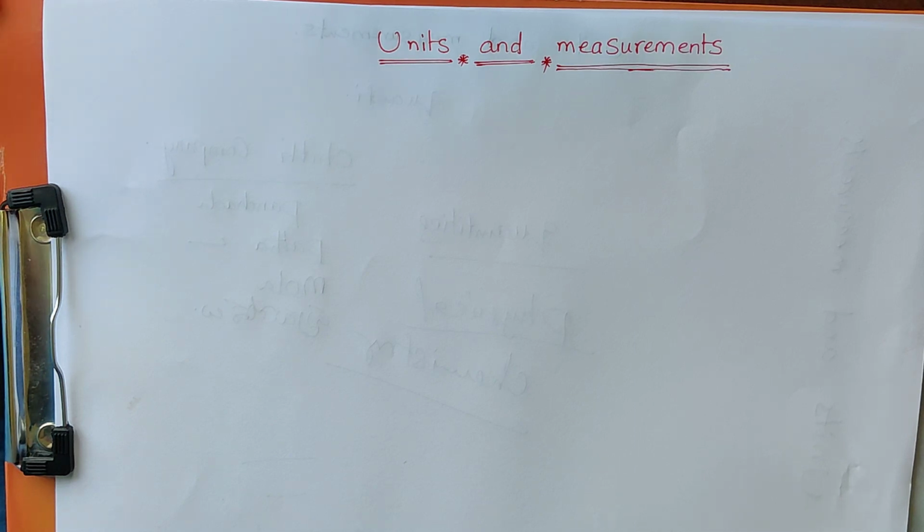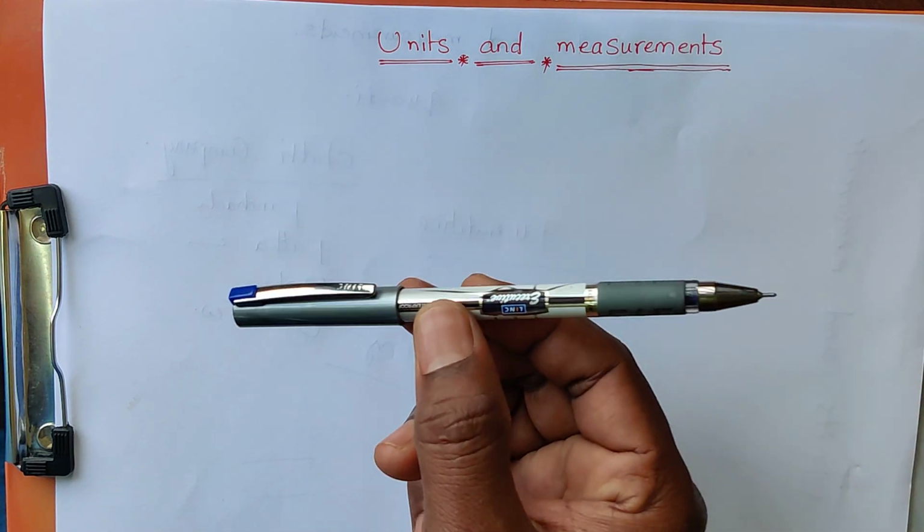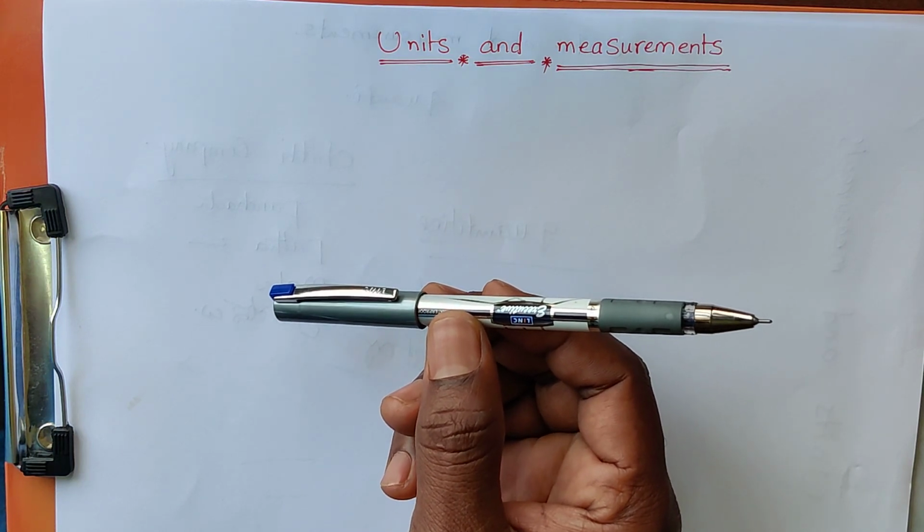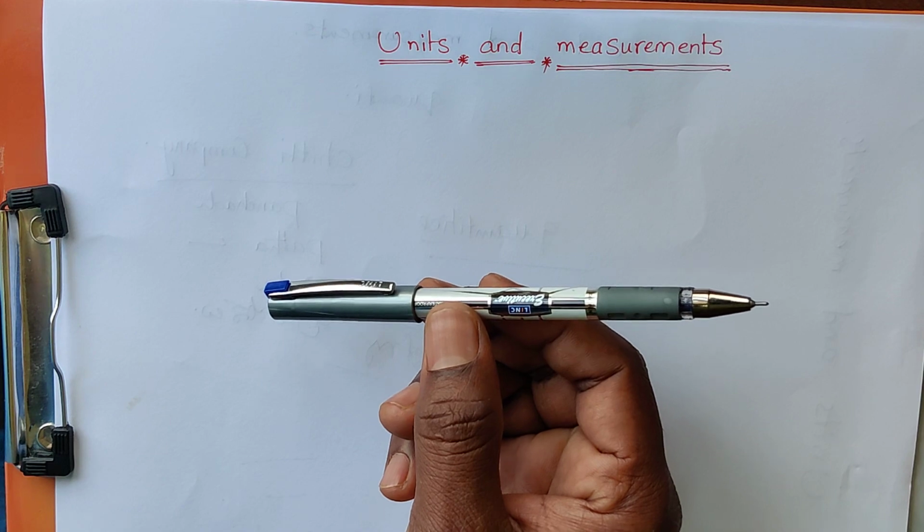Students, in the previous class we discussed base physical quantities and derived physical quantities and their units. Today we are going to discuss some more basic concepts such as measurement of length, measurement of mass and measurement of time. Measurement of length here. First, when you want to measure the length of a pen, what do you do? Immediately you will take a scale and measure the length of the pen.